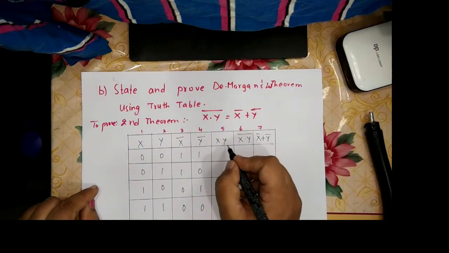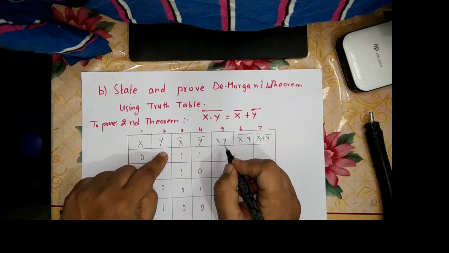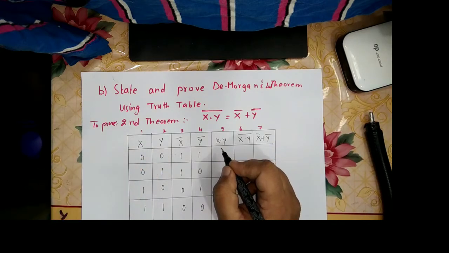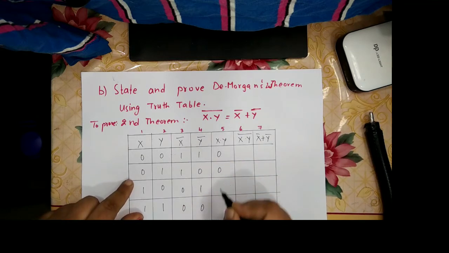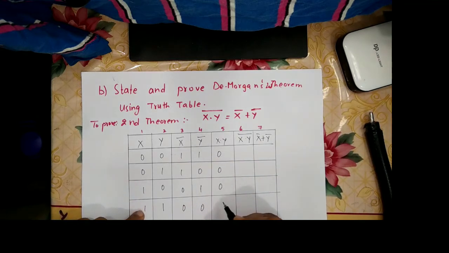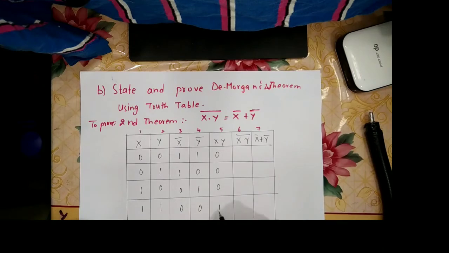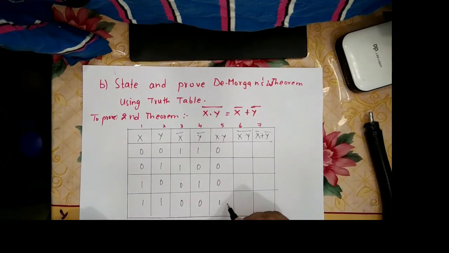Now again we are having the AND operation between x and y. I told you, for the AND operation what do we have? For 0 0 it is going to be 0, 0 1 it will be 0, 1 0 it will be 0, and 1 and 1 it is 1. Only when both the values are true, it is going to give you the answer as 1.